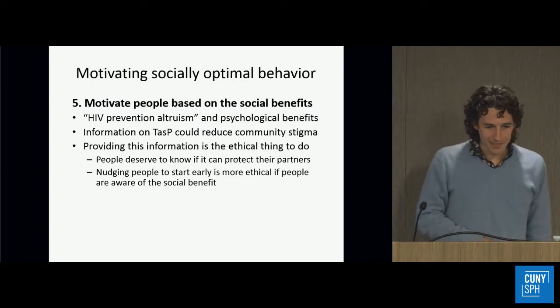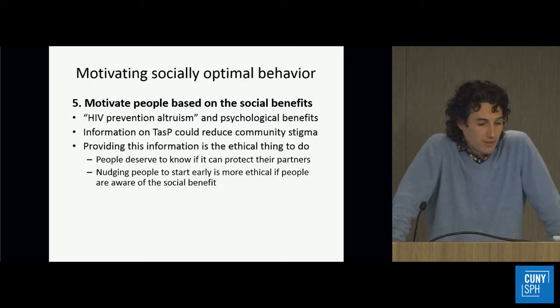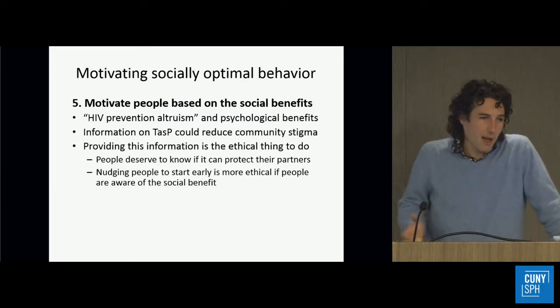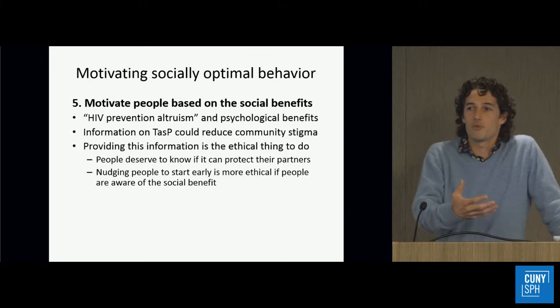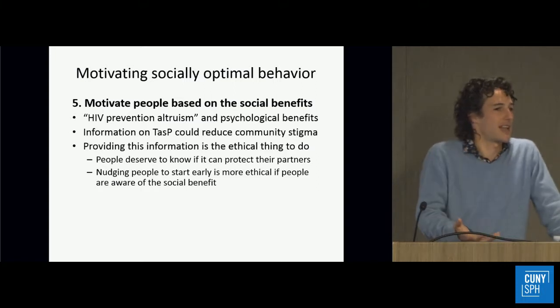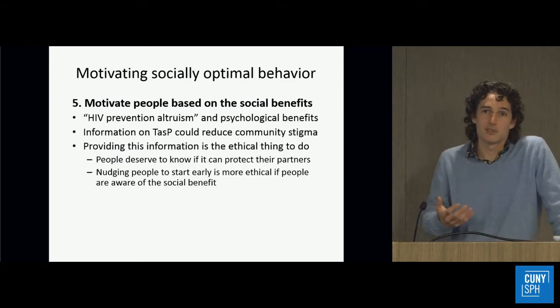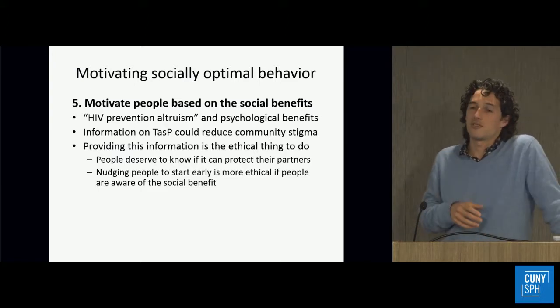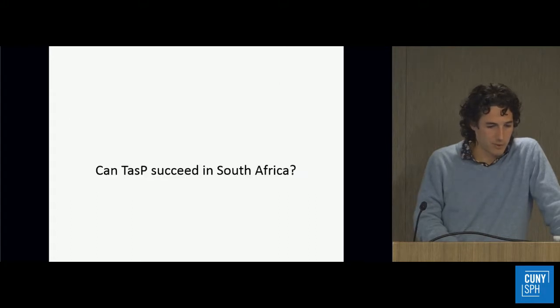So, lastly, telling people the truth is probably also the ethical thing to do. When we nudge people, it's probably more defensible to nudge people to do things if we inform them that there's a social rationale to do so. And people also deserve to know and have the information about U=U so that they can protect their partners.